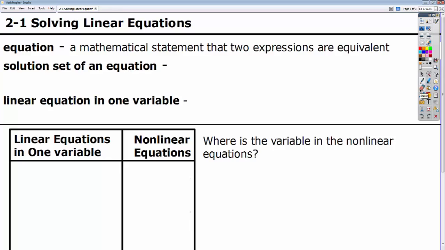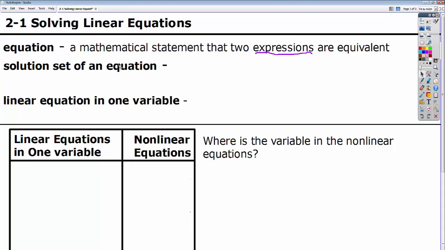We get in the habit of using this word for just anything. Anything that's written down that looks like math, we say that's an equation. Okay, that's not exactly true. Equations have to have an equal sign. They have to be equivalent. If there's no equal sign, then they are just simply an expression. You'll see that word used right here.